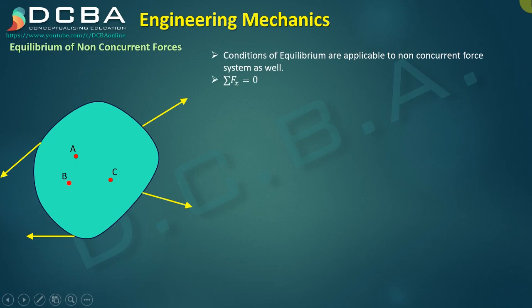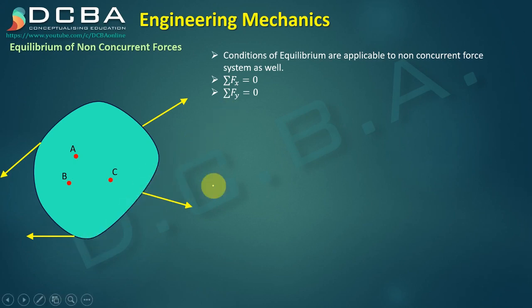But what I want to do is establish certain more conditions. I already know that summation Fx, summation Fy and summation M is 0. This is one set of conditions of equilibrium. Okay, but I want to establish some more. So let us see how we can do that.